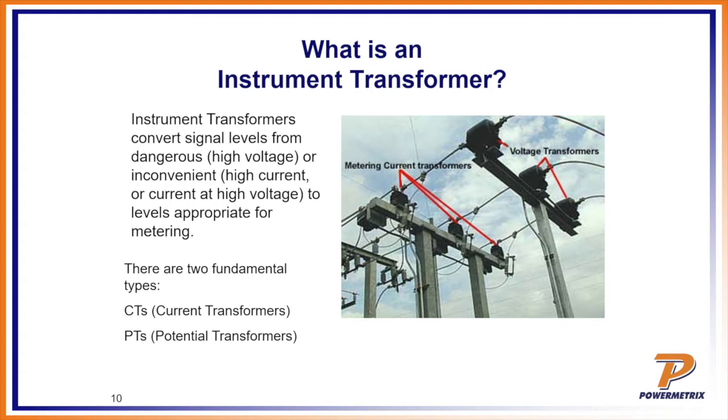But yeah, the two types of transformers we're dealing with on the metering side are a CT, or current transformer, and a PT, or potential transformer. Sometimes people call a potential transformer or a voltage transformer a VT as well. So when I say PT or VT, we're talking about the same thing. There is no difference, just how you call it.